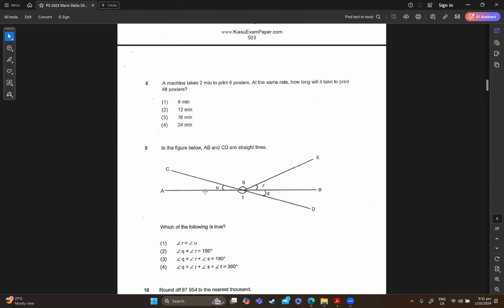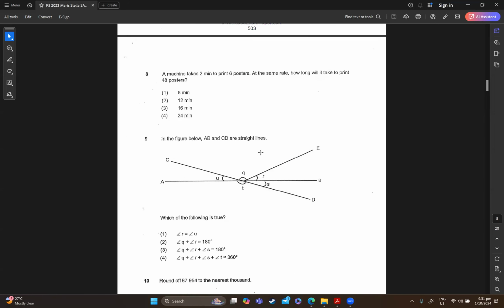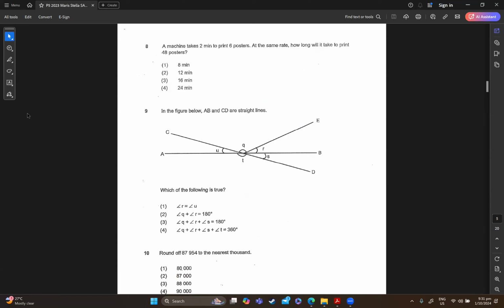Okay, question 9. It's an angle question. In the figure below, AB and CD are straight lines. Okay. So when you're observing the options, you just eliminate as you go along. So the first option, angle R equals angle U. No, there are no vertically opposite angles when you talk about R and U. So we cancel option 1.